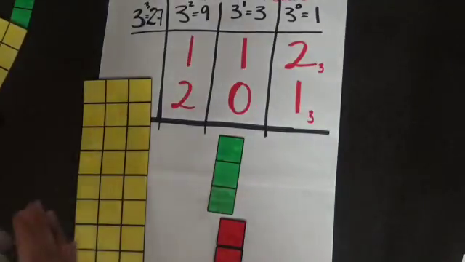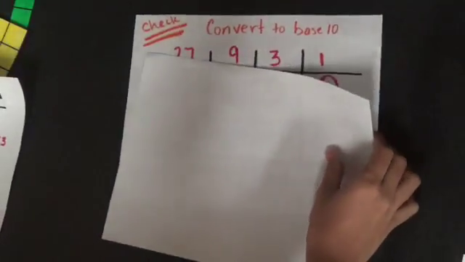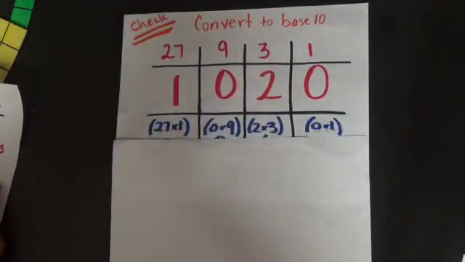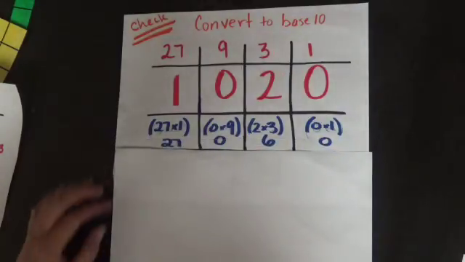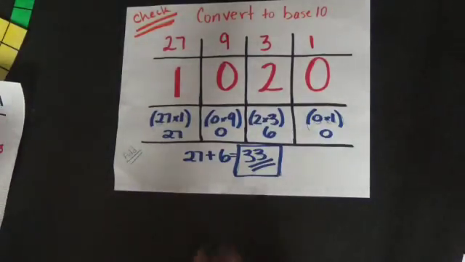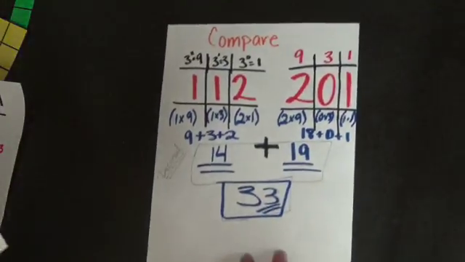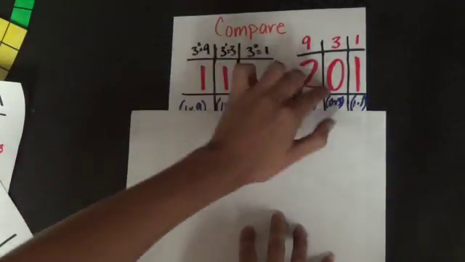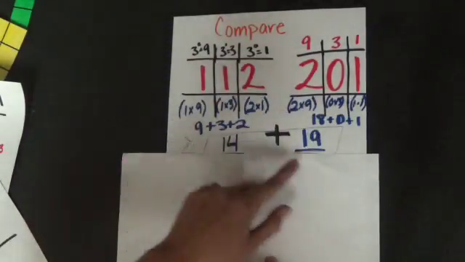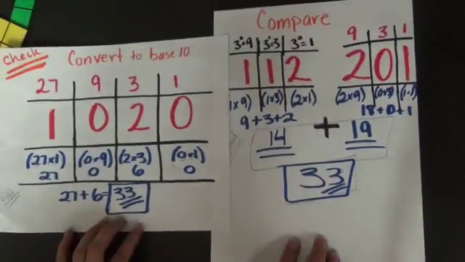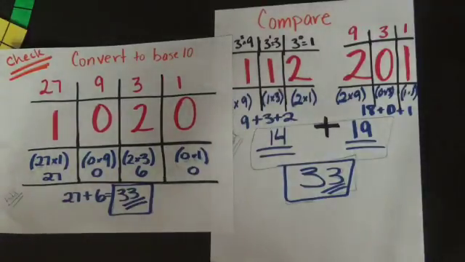Now let's convert it to base 10. We're going to do the same thing that we did on the previous problem. We're going to add the products, and that will give us the base 10 number. If we compare what we did here, convert each number into its own decimal, we add them, and we get the same thing for both.